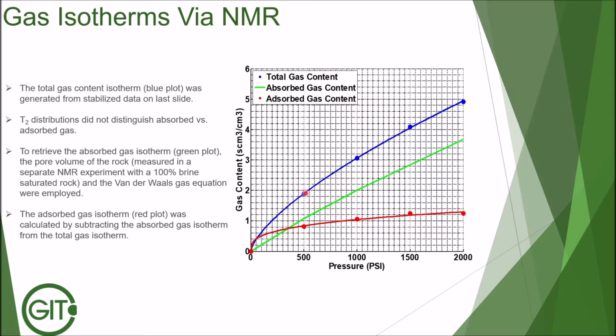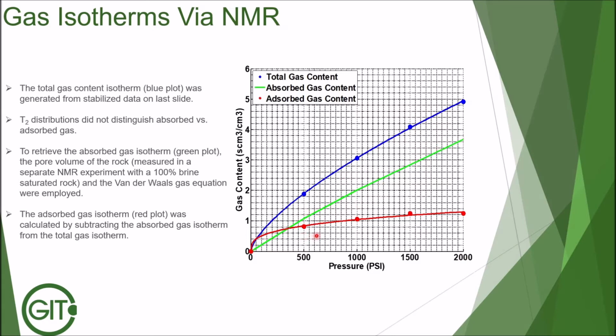So now the question became, how do you derive the absorbed and adsorbed gas content from this data? So to do this, we first calculate the absorbed gas content, and we do this by taking the pore volume of the rock, which was measured in a separate experiment with 100% brine saturated rock. We then couple that with the van der Waals gas equation to get the gas content as a function of pressure, and that's in green. That's the absorbed gas content.